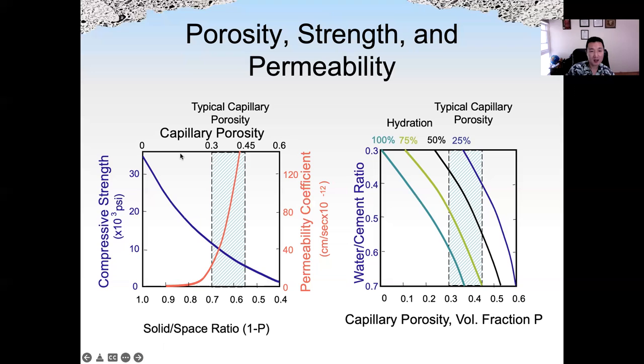The x-axis on the top shows the porosity. So what we can see here is when we increase the porosity, the strength goes down and the permeability goes up. For normal concrete, the capillary porosity is around 0.3 to 0.45, as in this shaded area. So very clear, the lower the water to cement ratio, we have higher strength and lower permeability.